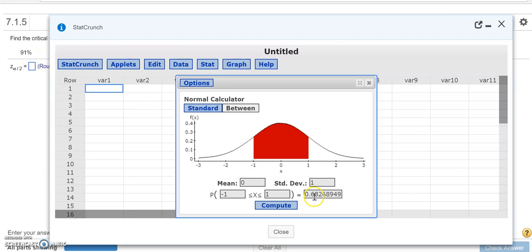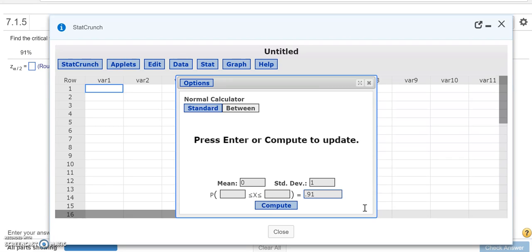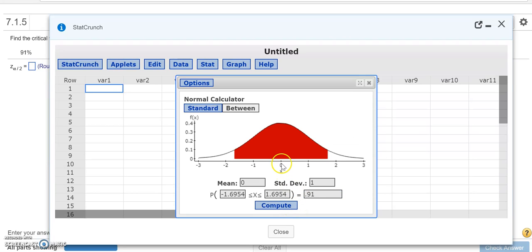The place where I put the area is here, in this box. So right now it's set to 68%. So we're going to change that to 91% to correspond with our confidence level. So I'm going to type in 0.91. We always enter it as a decimal in Statcrunch. And I click compute. So now what I'm given is my standard normal distribution picture.